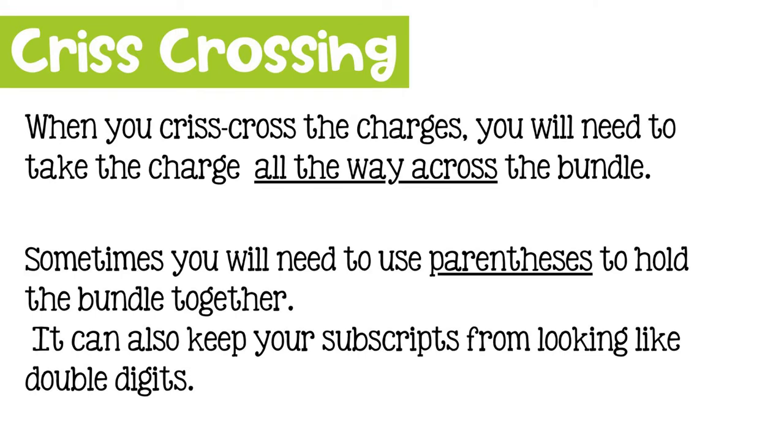Just like we crisscrossed with binary compounds, we can crisscross with ternary as well. When you crisscross the charges on a polyatomic ion, you will need to make the charge all the way across the bundle. So, sometimes you will need to use parentheses to hold the bundle together. It can also keep your subscripts from looking like double digits.